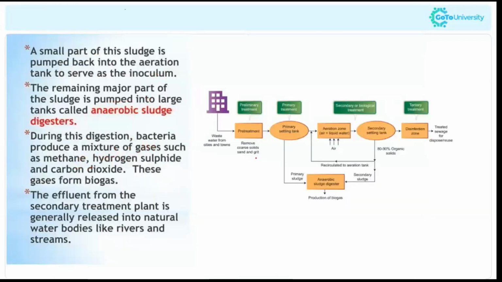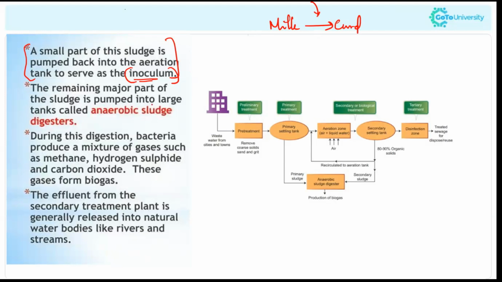Now, a small part of this sludge is pumped back into the aeration tank to serve as inoculum. Here we are already mentioning it is acting as an inoculum. As I mentioned, the milk is converted to curd by adding some inoculum, that means a starter organism which is acting as an initiator. So we can use this in the aeration tank, where it acts as an inoculum.